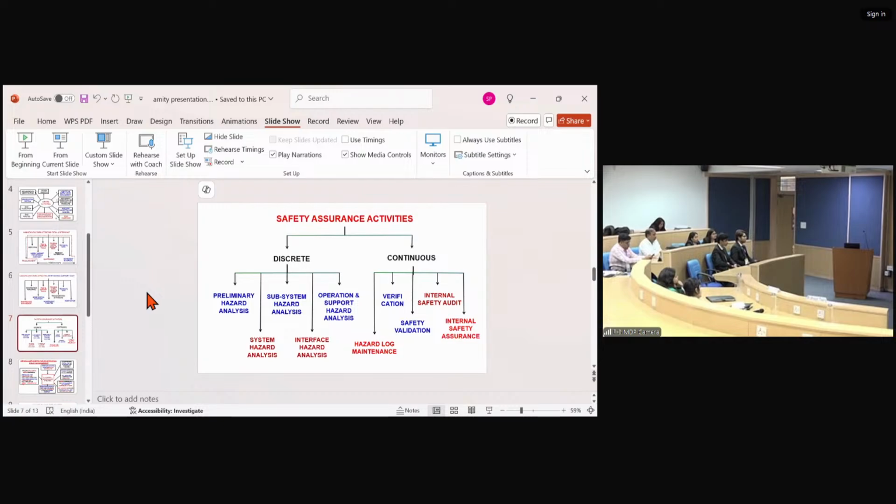Then comes safety equipment, where there are two types of safety assurance. One is discrete. You will have to do preliminary hazard analysis, system and subsystem hazard analysis, interface hazard analysis. Hazard means a failure which can cause grievous injury or death or some effect on the environment. Then operation and support hazard analysis. But continuous throughout life, you will have to do hazard log maintenance.